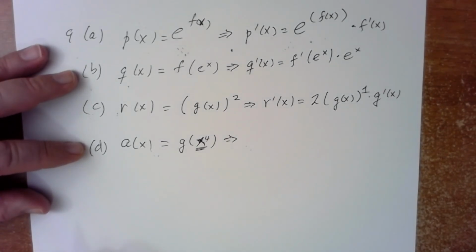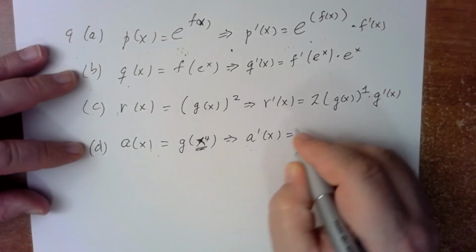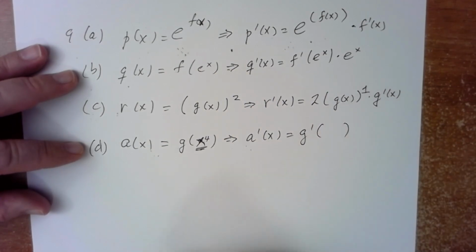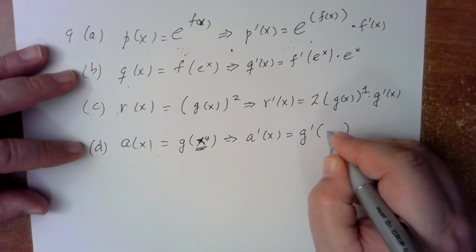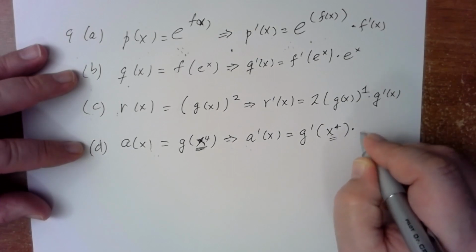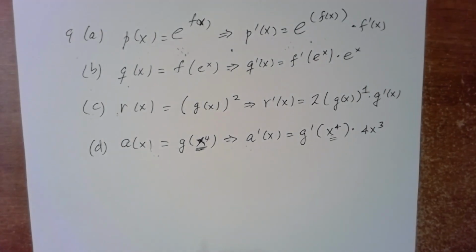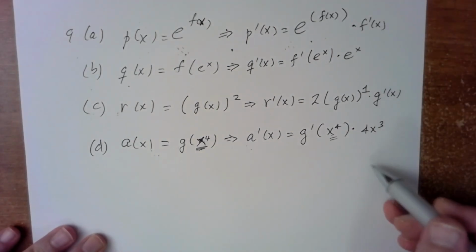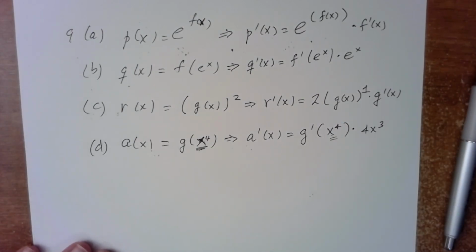Good. And then the last one is g of x to the fourth. x to the fourth is your inside function. So now we say a prime of x is g prime. That's your outside function. Leave room for your inside function. Then just put in your inside function, x to the fourth. And then multiply that times the derivative of your inside function, which is 4x cubed. Good. And so again, this is just applying the chain rule over and over again. Good. That's probably enough examples for now. Try the other examples from the exercise section.